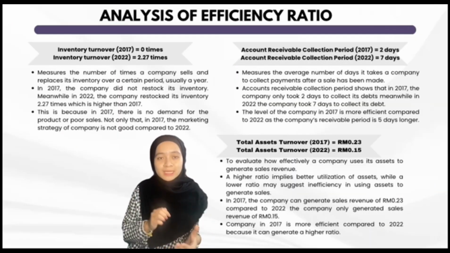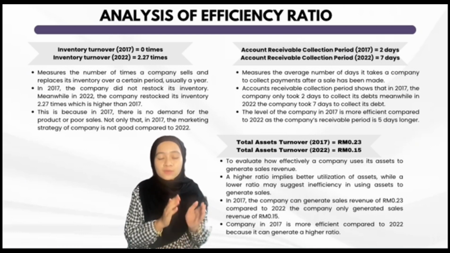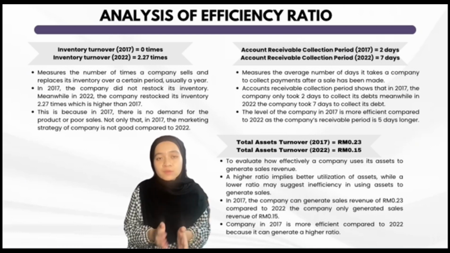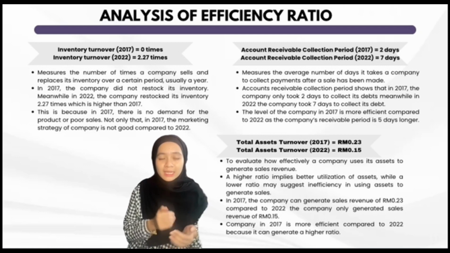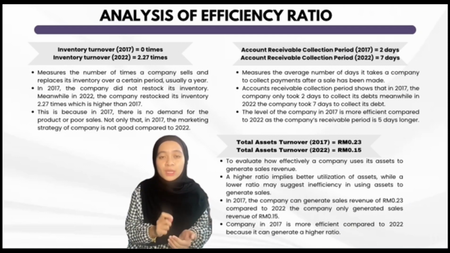So for the last part is analysis of efficiency ratio, talking about inventory turnover between 2017 and 2022. In 2017, the company did not restock its inventory. Meanwhile, in 2022, the company restocked its inventory 2.27 times, which is higher than 2017. This is because in 2017, there was no demand for the product or poor sales, and also the marketing strategy of the company was not good compared to 2022.